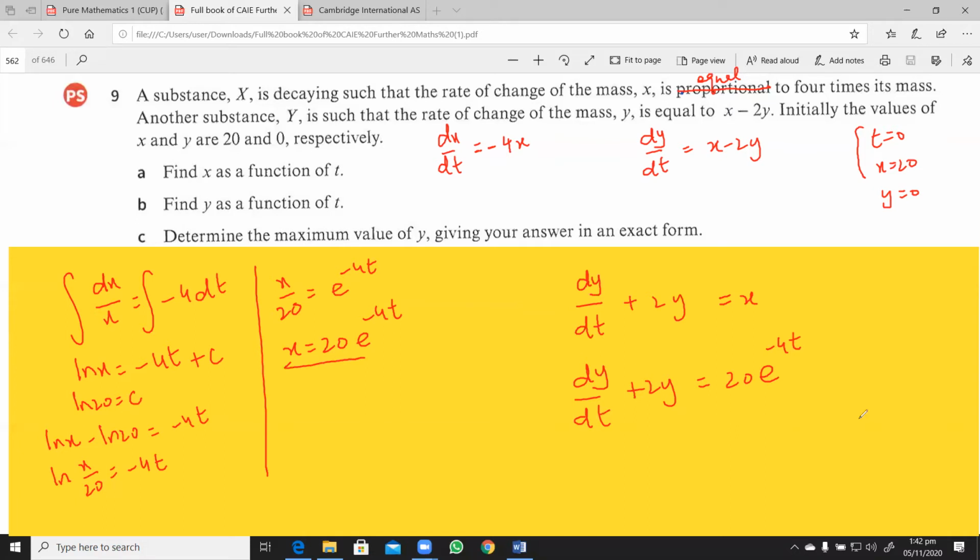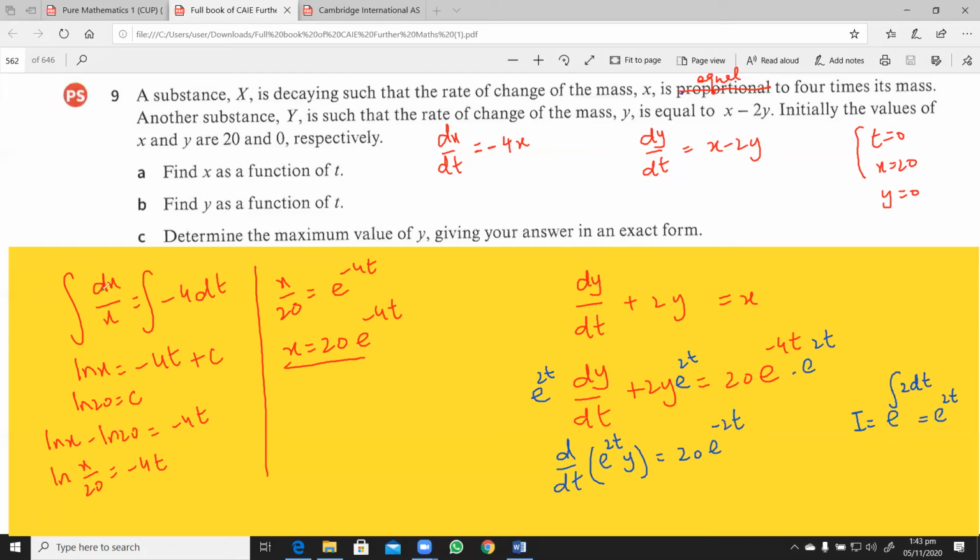Okay, so let's find the integrating factor, e raised to power integral of 2 dt. That is e raised to power 2t. So multiply all of them with e raised to power 2t. So we can write this as d by dt of what, kids? e raised to power 2t multiplied by y. Yes, this is 20 e raised to power minus 2t left here.